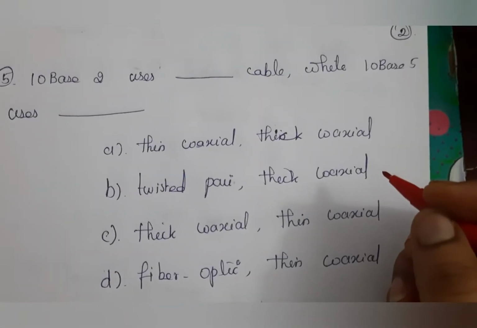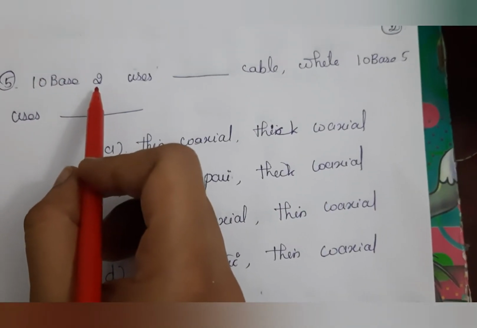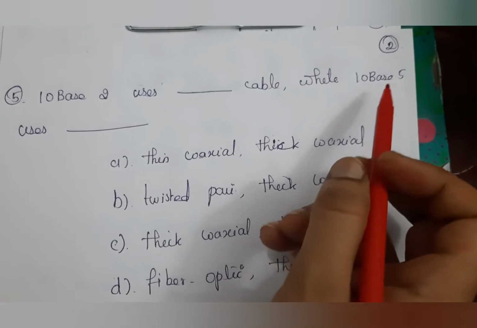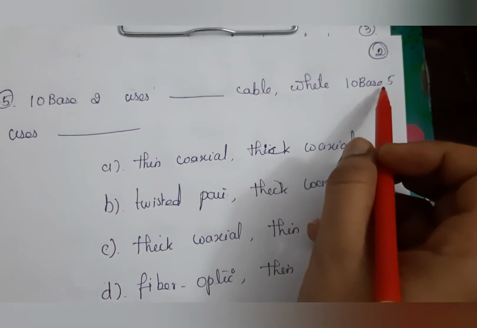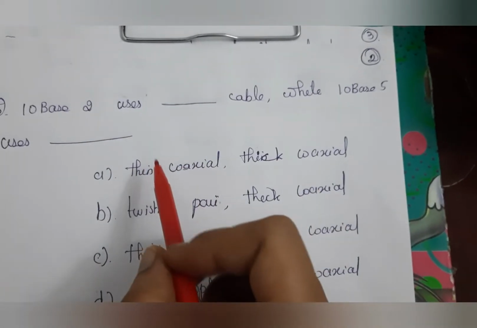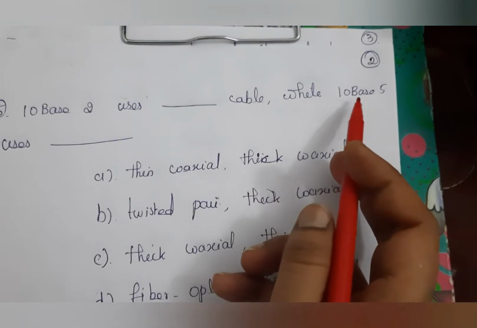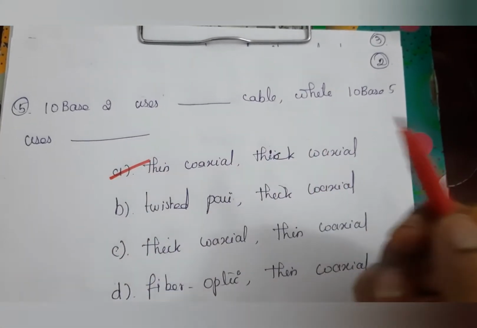Next question, 10 base 2 uses? 10 base 2 uses thin coaxial, and 10 base 5 uses thick coaxial. 10 base 5 is known as thick Ethernet, and 10 base 2 is known as thin Ethernet. So 10 base 2 uses thin coaxial and 10 base 5 uses thick coaxial. So here the answer is A.